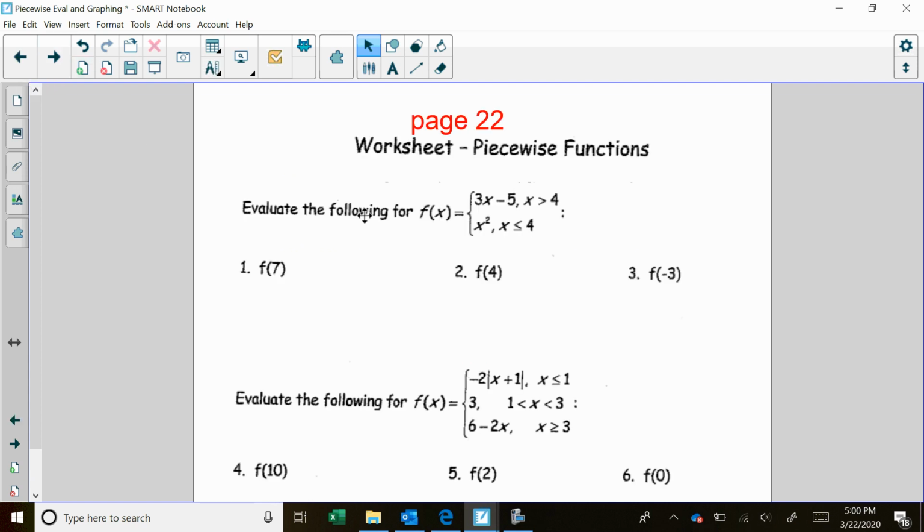All right, so by now I'm hoping you have that calculator and you are ready to roll. Okay, so I am looking at problems that are on page 22 of your packet.